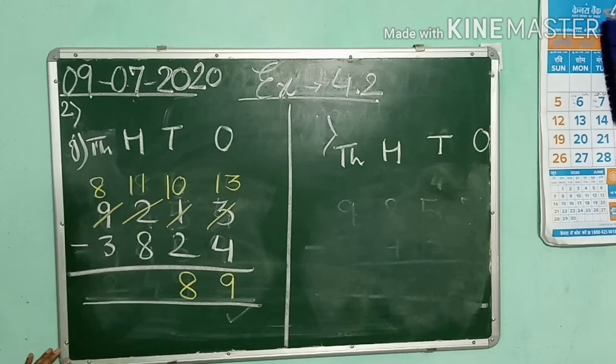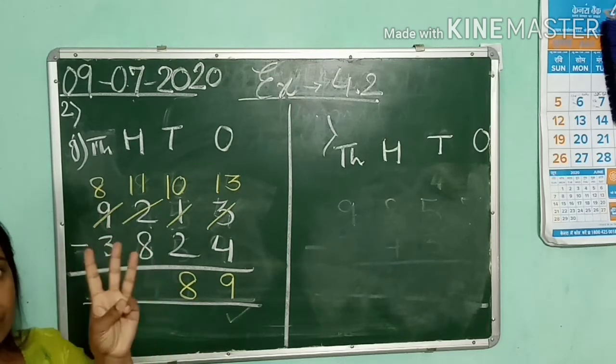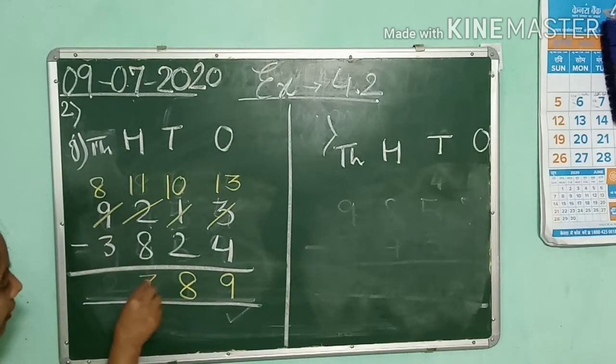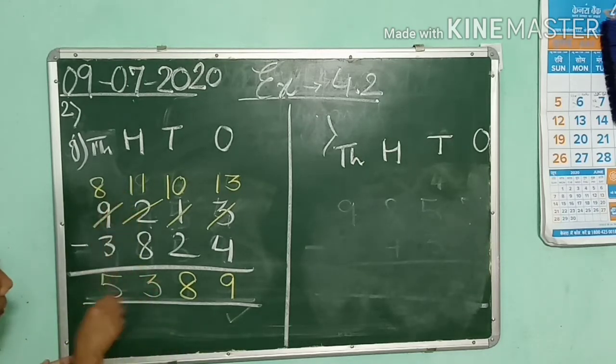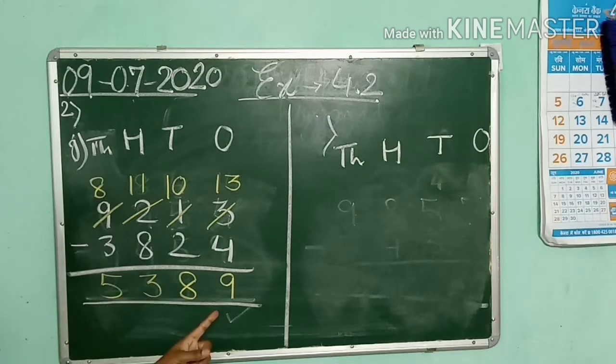11 minus 8, after 8 you start counting till 11. 9, 10, 11. How many fingers? 3. Right here 3 and 8 minus 3, 5. So our difference is 5389. Clear?